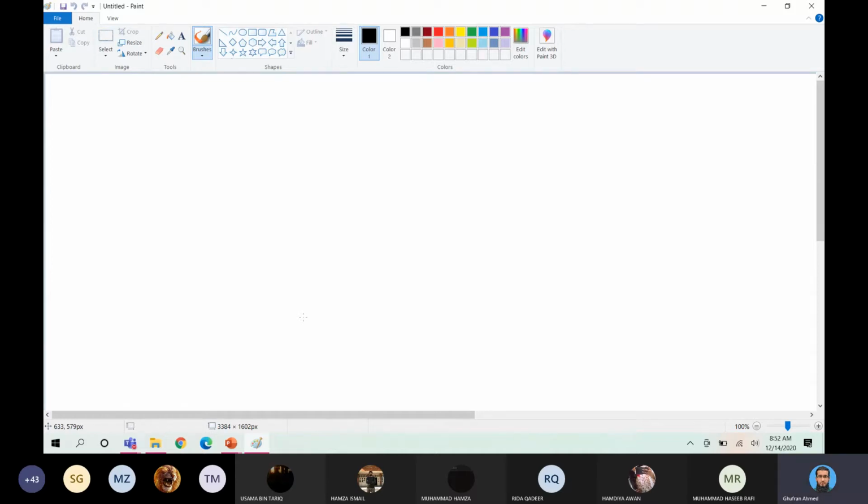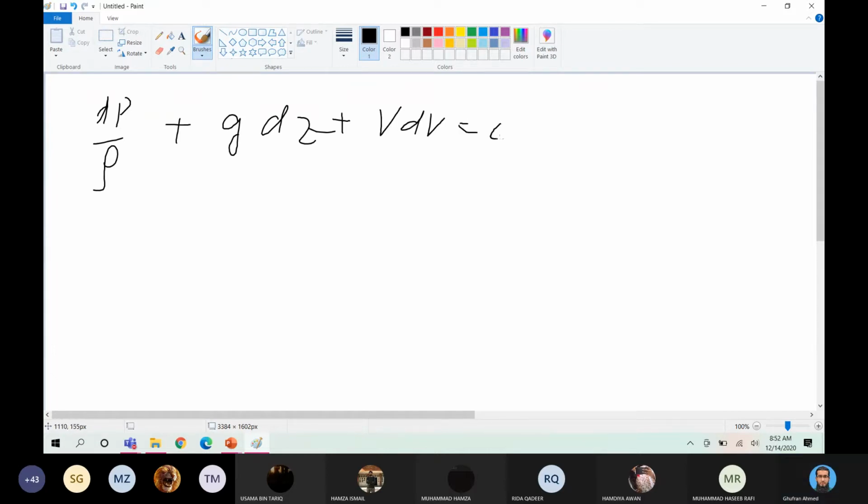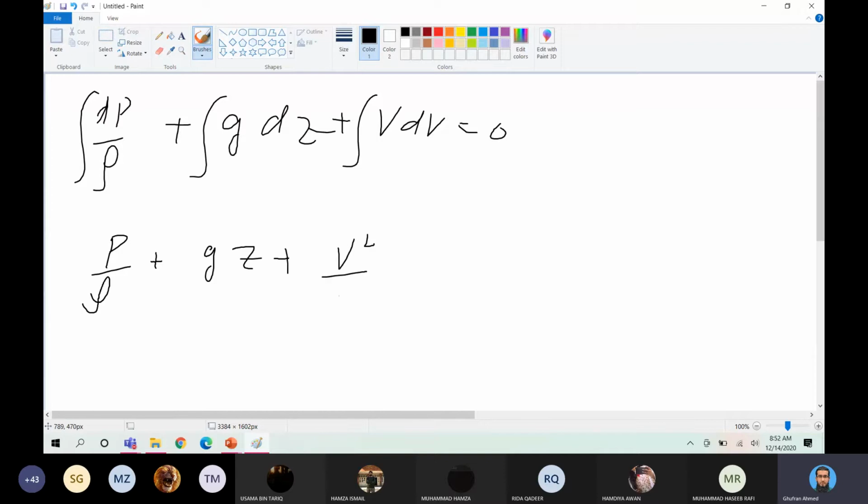Actually, our final Euler's equation was dP over rho plus g dz plus v dv. Take the integration. So it becomes P over rho plus gz plus v square over 2. It is constant.